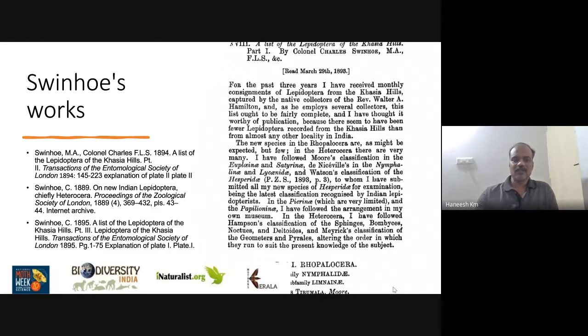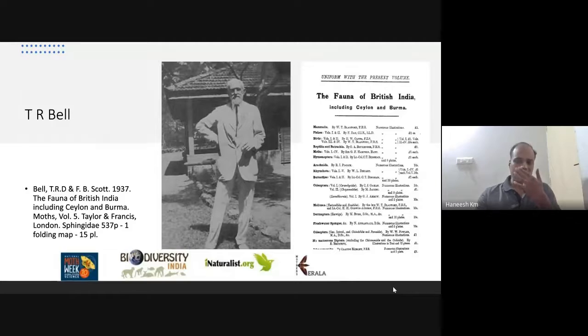Okay, so these are some of the major works during the British era, and this is another big person. Those who are into butterflies can easily find his name, because he was very much interested in studying the early stages, that is the caterpillar and pupa stages, how he was rearing a lot of butterflies and moths.